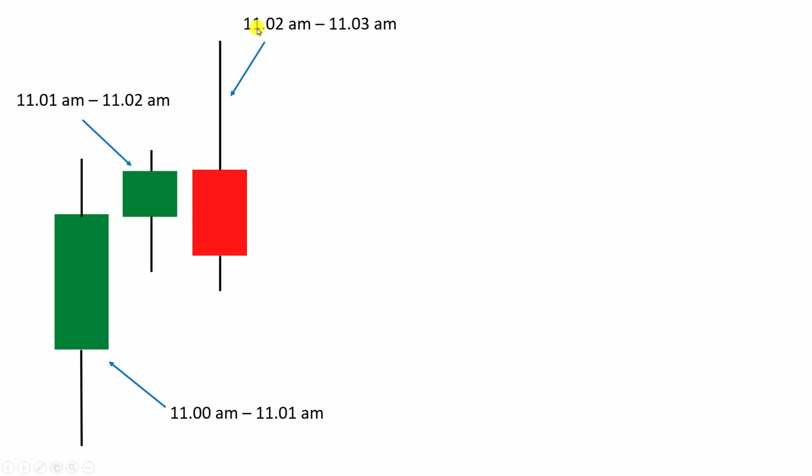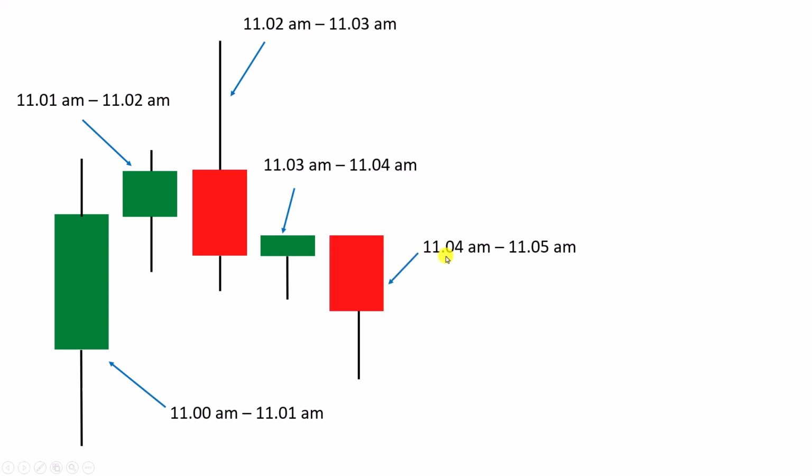Next, from 11:02 to 11:03 a.m. this is how the price has moved, or this is how the candlestick has formed. Next, from 11:03 a.m. to 11:04 a.m. this is how the price has moved. And from 11:04 to 11:05 a.m. this is how the price has moved. Okay. Now these are 5 candlesticks of 1 minute time duration.